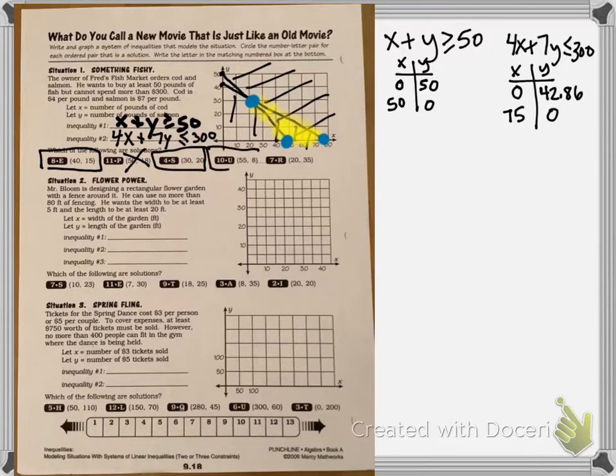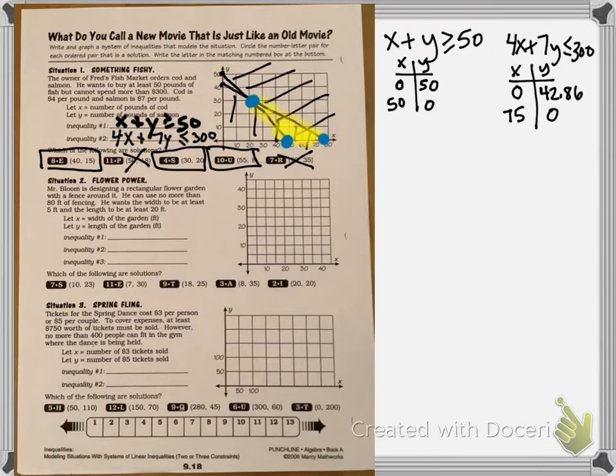(5, 5) and (8, 5) is, and (20, 35) is not. You can also substitute in, for example, this (40, 15): plug in x is 40 and y is 15 into each equation. It has to satisfy both equations in order for it to be a solution of this system. And you can do that for each one of the next coordinates. So there's the first part.